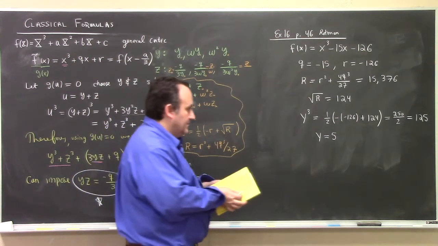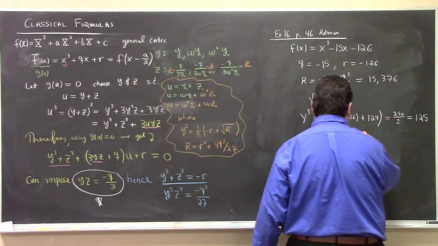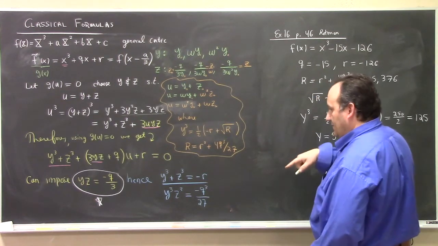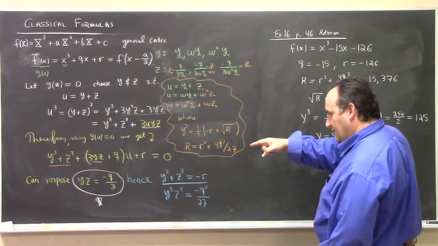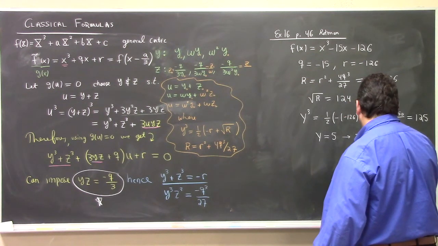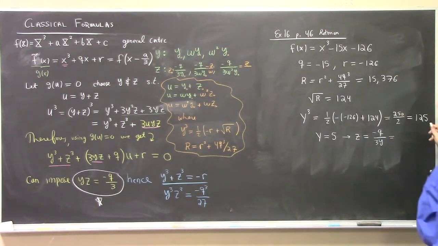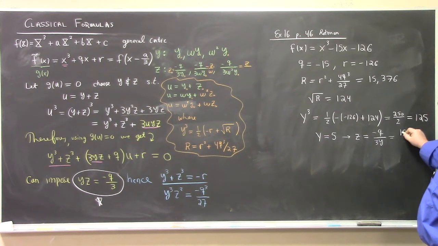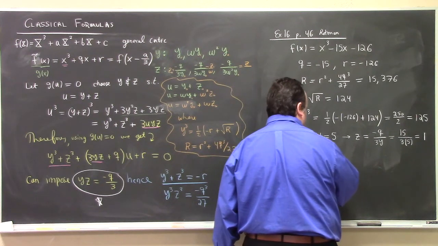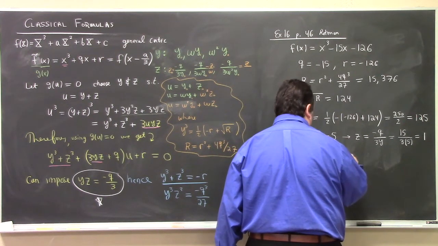So what's z equal to? What's the rule? z is equal to minus q over 3y. So we have minus q over 3y, which is 15, and q is minus 15, so the minus and minus cancel, and we get 1, right? So then our solution, u, is y plus z, which is 6.